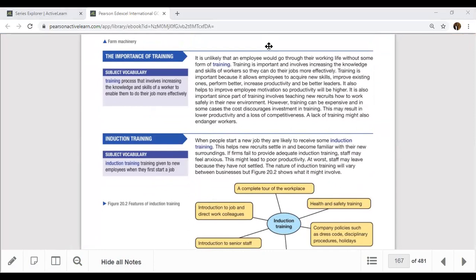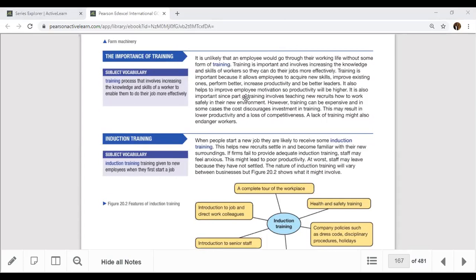So training is important and involves increasing the knowledge and skills of workers. As I said at the beginning, it is important to find out the knowledge and skills of the workers, then only you will be fit for the organization. The workers will be very important to the organization. Therefore, you have to give them some proper training in order to acquire the skills.